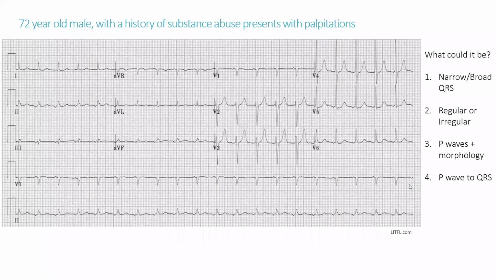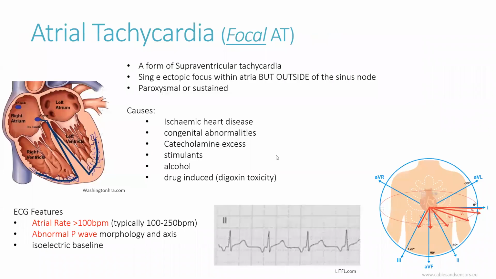Then, is there a P wave for every QRS? Well, there actually is, but again, we're not sure this is a P wave. So this is just an idea to make you think about what things are. We've decided this is coming from the atria and not the sinus, somewhere else. So this is actually an atrial tachycardia. Specifically, this is a focal atrial tachycardia.